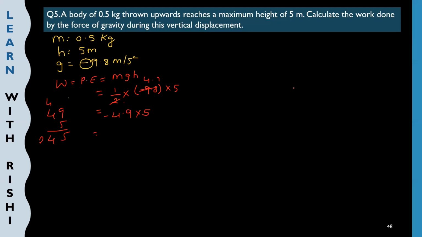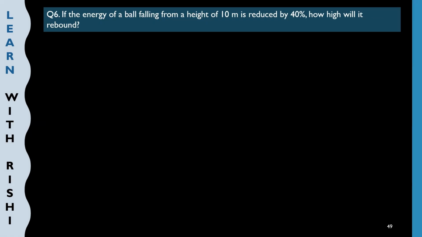And one decimal is there. So 24.5 negative sign joule. So this will be your answer. Now let us solve question number 6.